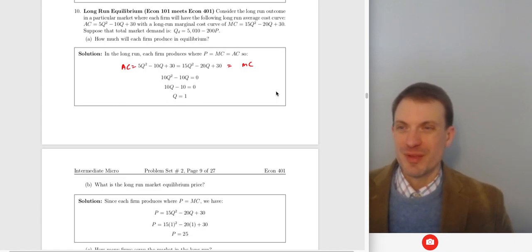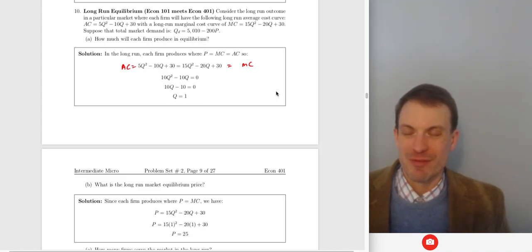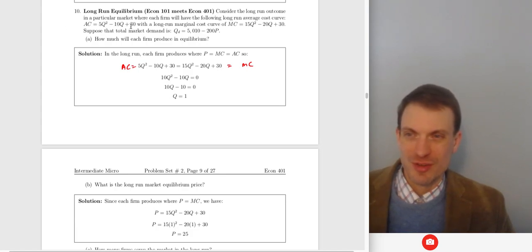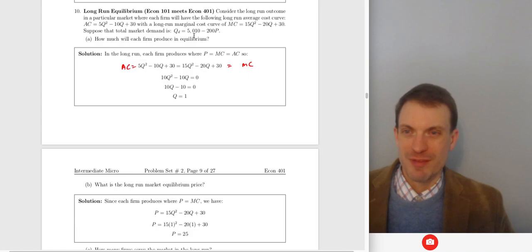Consider the long-run outcome in a particular market where the firm has the following long-run average cost function. So average cost is going to be 5q squared minus 10q plus 30, with a long-run marginal cost of 15q squared minus 20q plus 30. Suppose the total market demand is going to be 5,010 minus 200 times the price. Good. In the long run, the firm wants to produce where price equals marginal cost equals average cost. Well, we've got average cost, and we have marginal cost. We'll set those equal. This is average cost. This is marginal cost. And then solving, we find a quantity of 1.